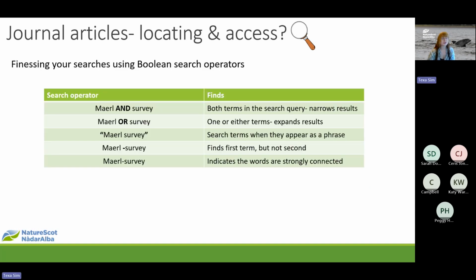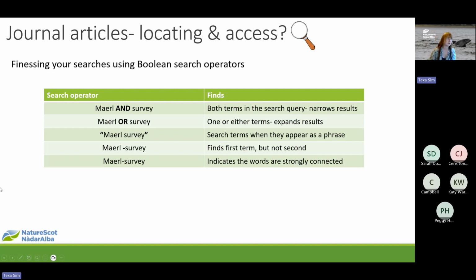So you can also do some quite fancy magical things with your search terms in Google Scholar. And these are called the really boring or kind of strange title of Boolean search operators, which sounds boring, but they are quite useful. And it allows you to finesse what you're searching and make sure that you're finding stuff that's more relevant to the topic that you're interested in.